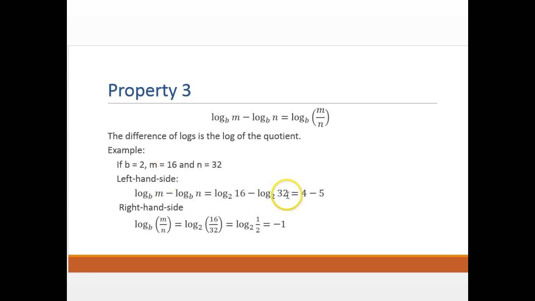If I look at the left-hand side, we again get log base 2 of 16 minus log base 2 of 32. Log base 2 of 16 is just 4 because 16 is 2 to the 4th. Log base 2 of 32 is 5 because 32 is 2 to the 5th. And if I look at the right-hand side, log base b of m over n is log base b of 16 over 32, which reduces to 1/2. And I know 1/2 is just 2 to the negative 1 power, so our two sides match up.